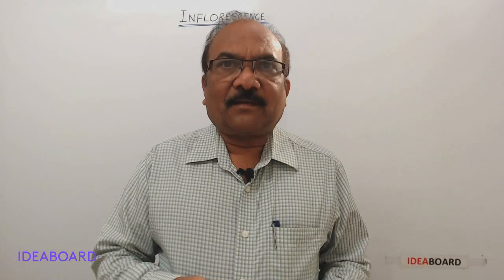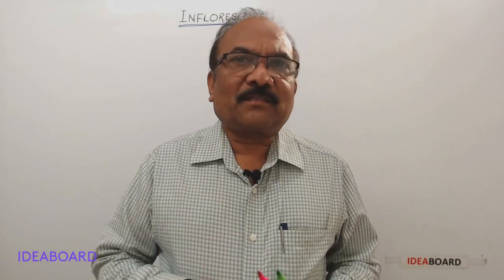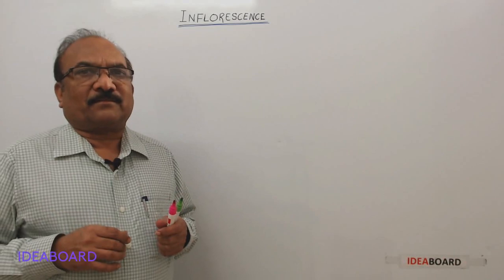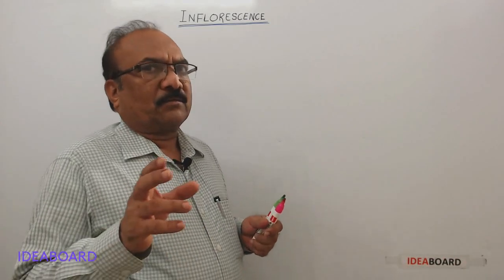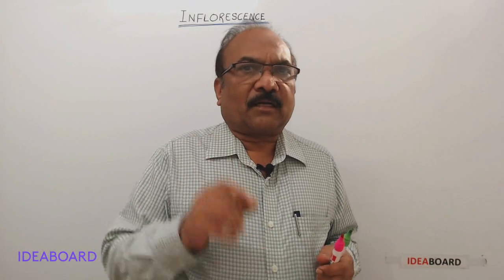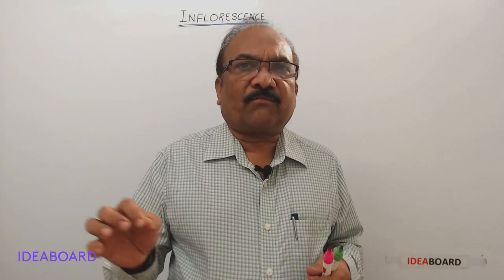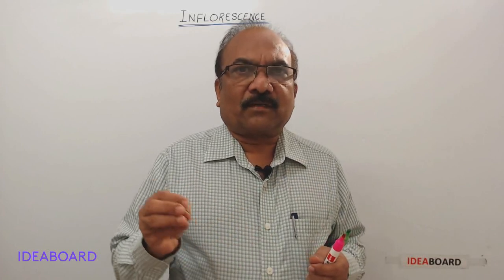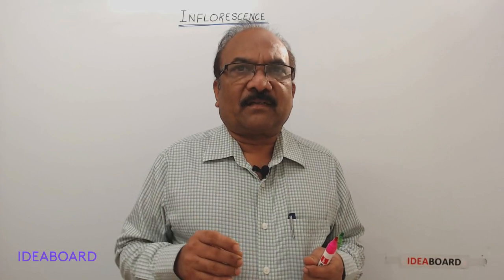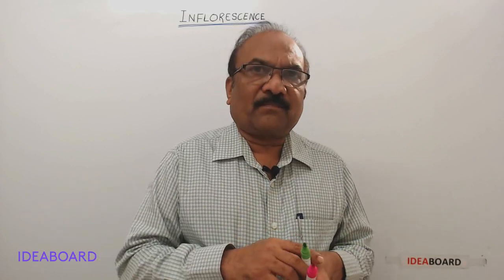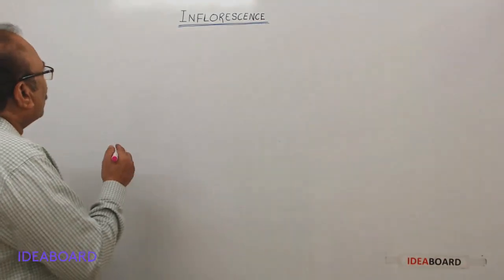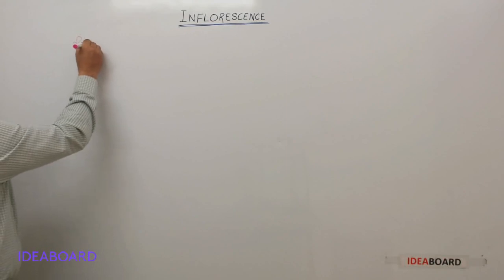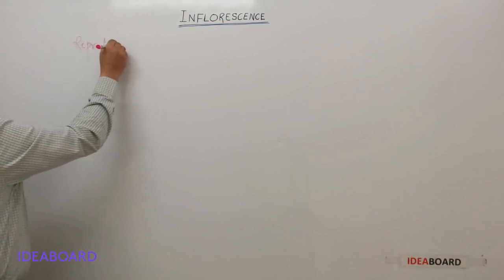Hello students, today we are going to discuss the topic inflorescence. In the chapter Morphology of Flowering Plants, we discussed root, stem and leaf, that is vegetative morphology. Now with inflorescence we are starting reproductive morphology.